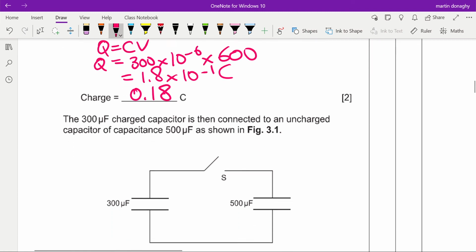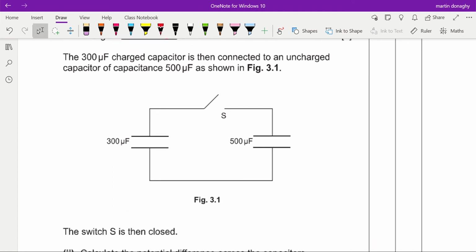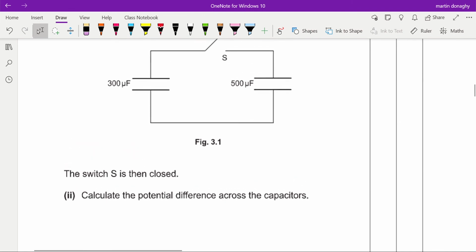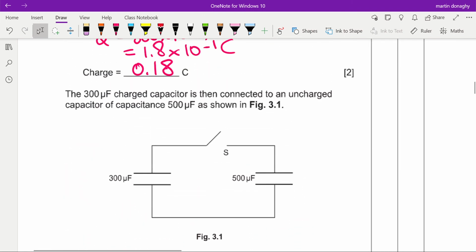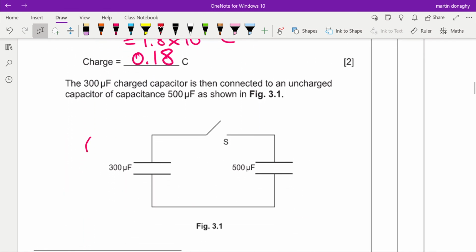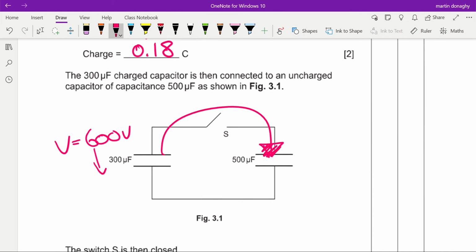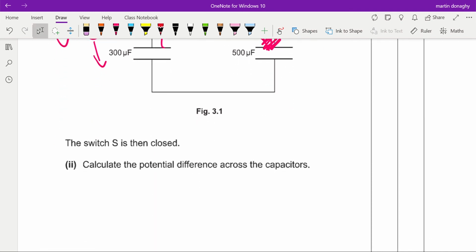It then says that the 300 microfarad charged capacitor is then connected to an uncharged capacitor of capacitance 500 microfarads, as shown below. The switch is then closed. Calculate the potential difference across the capacitors. So initially this would be 600 volts, but that voltage is going to decrease as the charge moves across to this capacitor. So the first thing we need to find is the total capacitance.